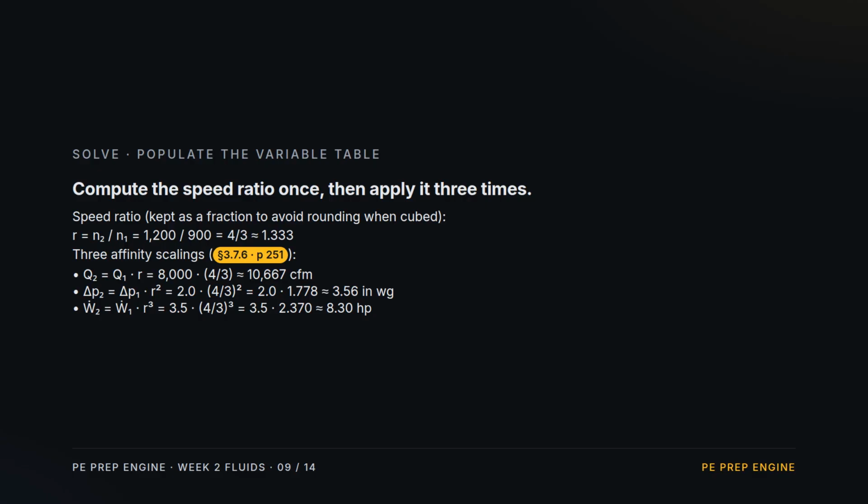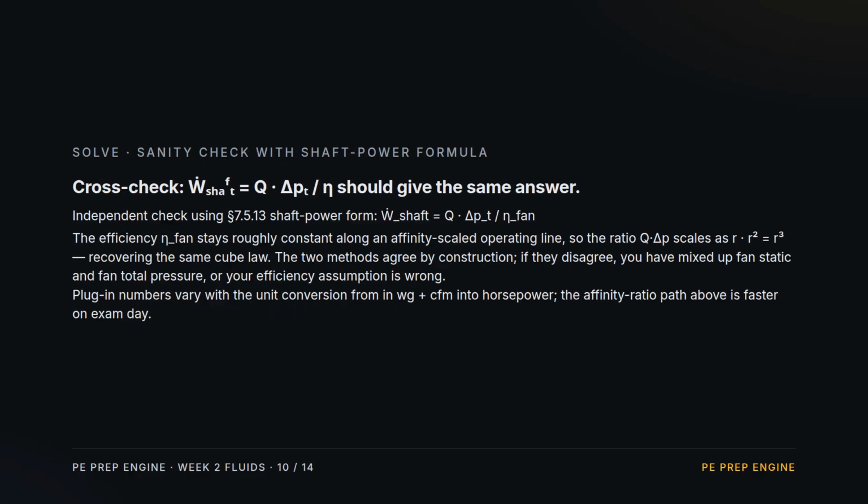Apply it 3 ways. Flow times R is about 10,667. Pressure times R squared, about 3.56. And shaft power times R cubed, about 8.3. Cross-check with the shaft power formula. Flow times total pressure rise over efficiency.